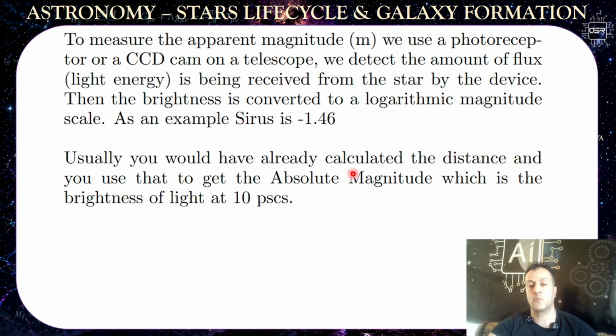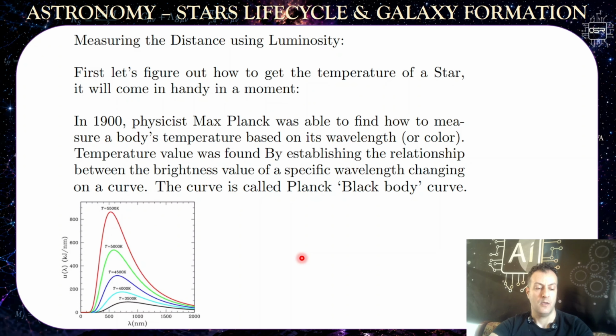Usually, you would have already calculated the distance and you use that to get the absolute magnitude, which is the brightness of light at 10 parsecs. So it can be both ways, but usually you calculate the distance to get the absolute magnitude, because the distance is retrieved from d equal to 1 over p, the formula that we've seen that measures the distance based on the parallax angle. Measuring the distance using luminosity.